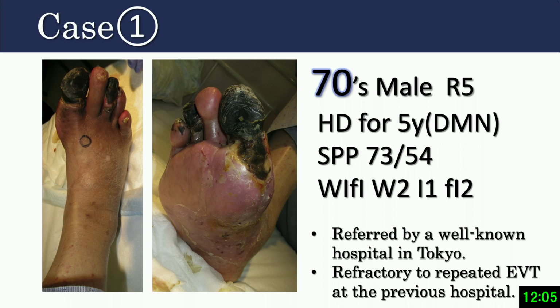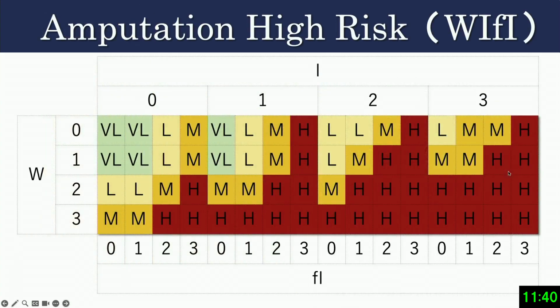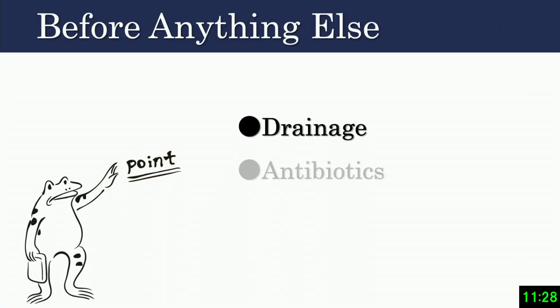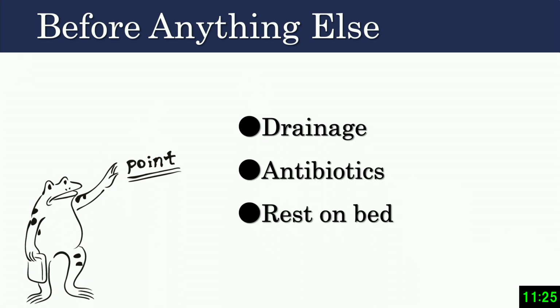So I will show you the case. This is a patient in his 90s, Rutherford 5, and he was referred by a well-known hospital in Tokyo to my hospital. In the previous Tokyo hospital, he received repeated EVT. And the WIfI score showed that he's at high risk of amputation. So before anything else, drainage is important. The antibiotics are important too, and rest in bed.